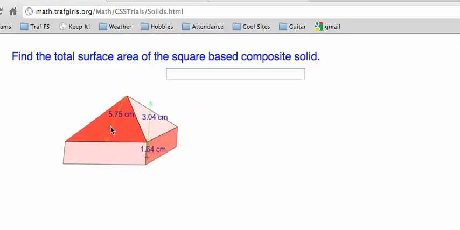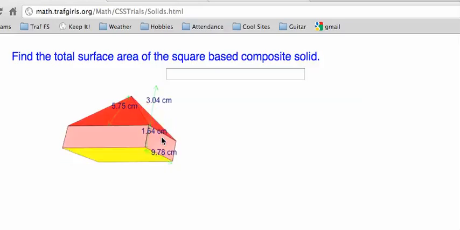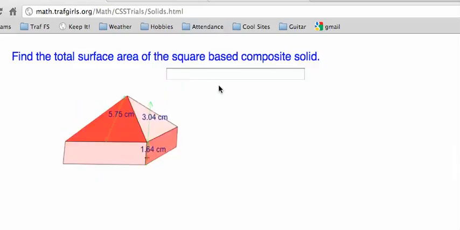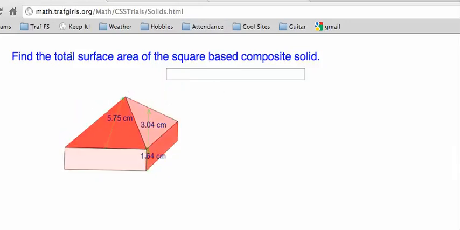Now, there's nothing wrong with saying, look, figuring out the area of one of these triangles, multiplying it by 4, and finding the area of one of these rectangles, multiplying it by 4, and then finding the area at the base, right? You could do that. There's nothing wrong with that. But what I'm doing here is I'm just going to be following the formulas that we've been using so far.